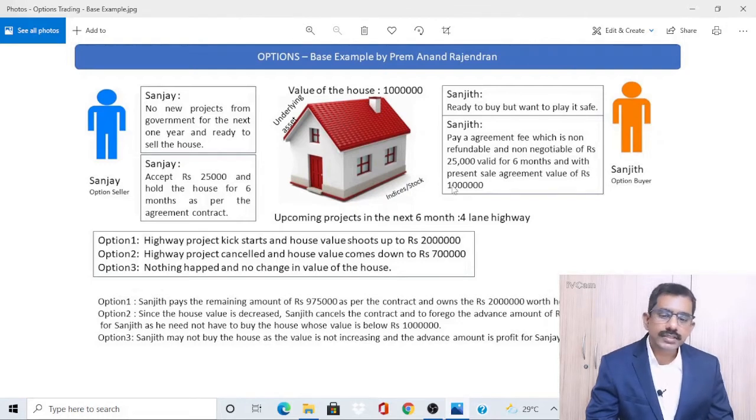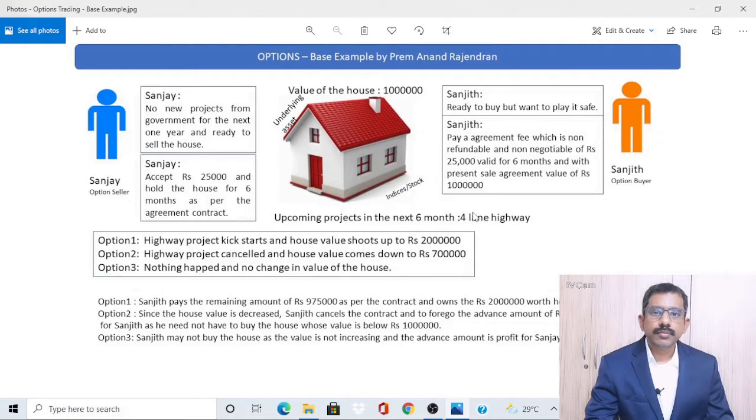So Sanjeet is ready to buy this house, but what he now has is only a clue. 6 months down the line only he will know whether the highway project is kickstarting or not. So Sanjeet wants to play it safe. So Sanjeet discusses with Sanjay and says we two have to have an agreement. So the agreement is like this.